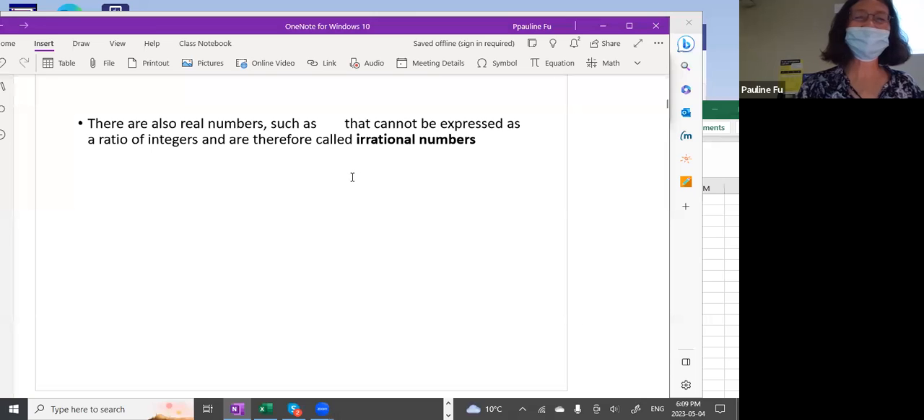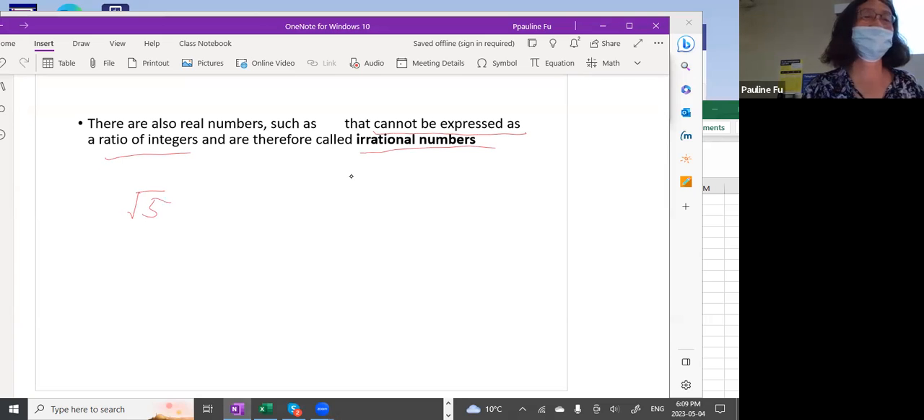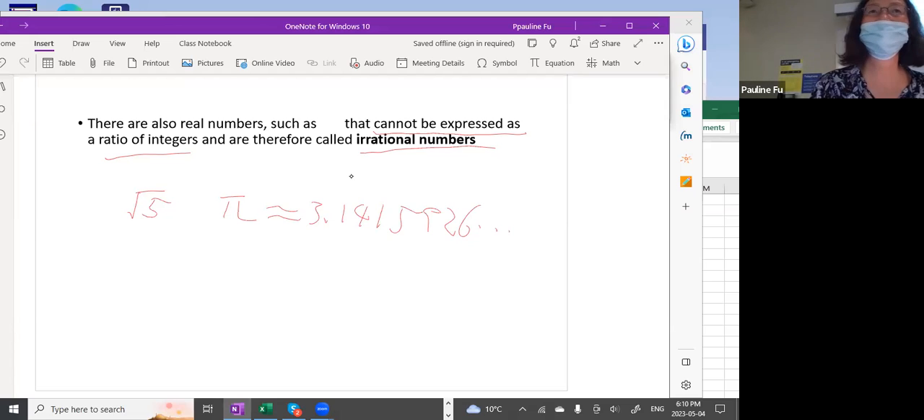So what are irrational numbers? We did some exercises last class. This is the definition: if a number cannot be expressed as a ratio of integers, that is an irrational number. For example, the square root of 5. Can you express the square root of 5 as a ratio of integers? No. And the other example is pi. Pi is equal to 3.14159 and so on. It never stops. So that is an irrational number.